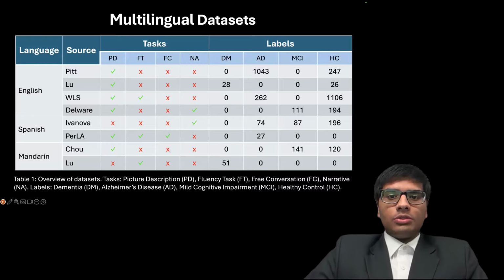We are using multilingual datasets in English, Spanish, and Mandarin from 8 Dementia Bank datasets. Dementia Bank is a shared database of multimedia interactions for the study of communication in dementia. Multiple tasks are included across picture description, fluency task, free conversation, and narrative. These datasets are categorized into 4 categories: dementia, Alzheimer's disease, mild cognitive impairment, and healthy control. Some datasets focus on dementia, while other datasets focus on Alzheimer's.